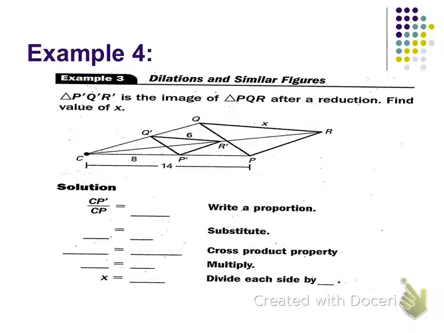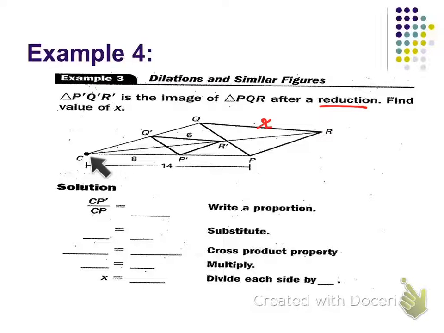All right. We got a lot going on in this diagram. We are told that P prime, Q prime, R prime is the image of triangle PQR after a reduction. They told us in the problem that it's a reduction. We are asked to find the value of x. So x up here is the length of QR. So we are going to have to use our scale factor. The first thing they ask us to do is find the scale factor, CP prime over CP.